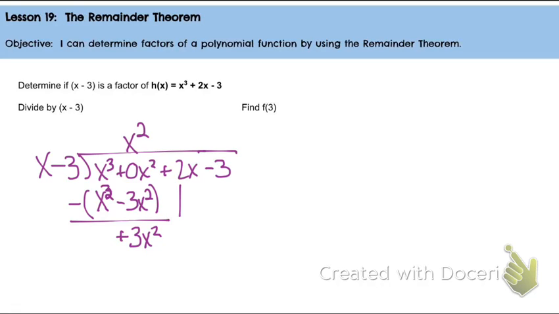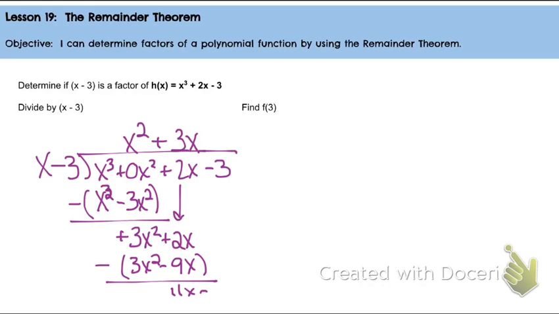I got to bring down my 2x. x divides into 3x squared 3x times. So I get 3x squared minus 9x, subtracting, so that becomes 11x minus 3. So x will go into 11x 11 times, and I get 11x minus 33, subtract, and I get a remainder of 30.